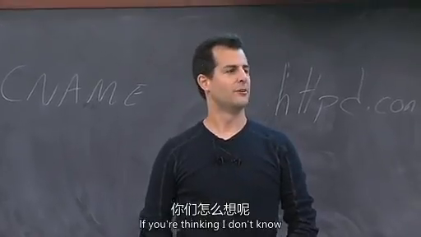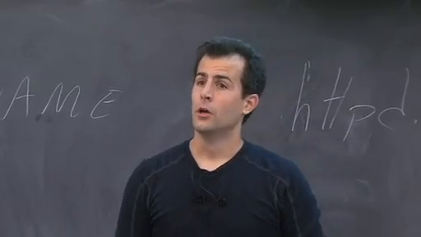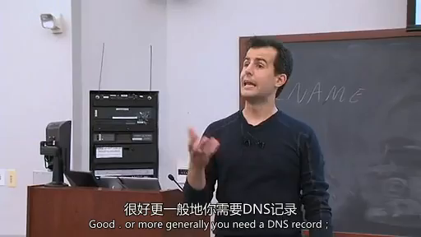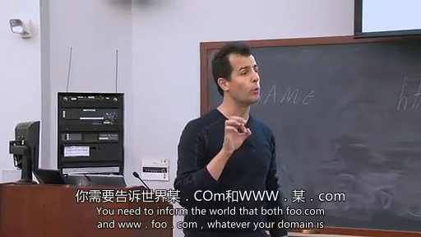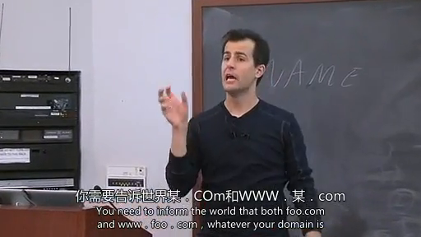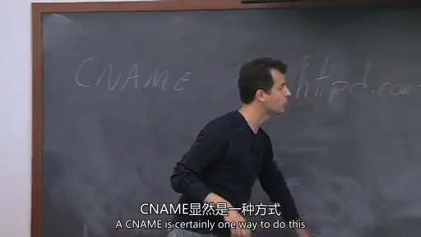If you're thinking, I don't know. Yeah? We need a CNAME to map the www. Good. Or more generally, you need a DNS record. It might very well be a CNAME record, but you need to configure DNS. You need to inform the world that both foo.com and www.foo.com, or whatever your domain is, actually map to a given IP address. And a CNAME is certainly one way to do this.